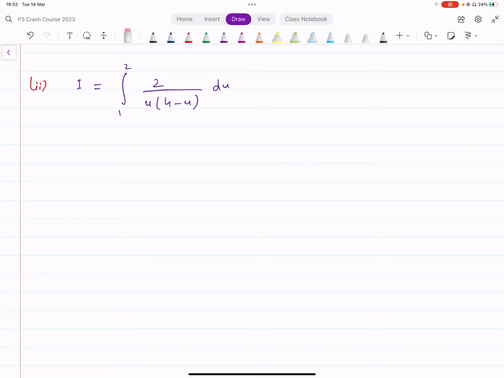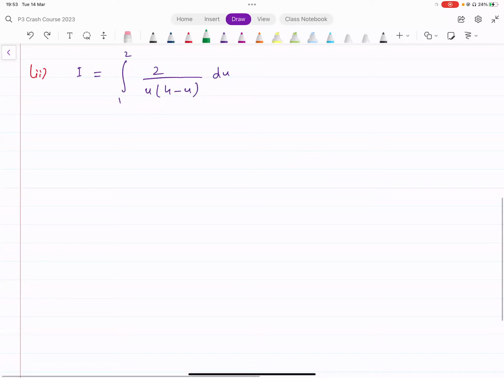What was the next option? Partial fractions? Well, yes. We have factors in the denominator. One is u and the other is 4 minus u. We would have to find partial fractions for this to be able to integrate this function. So let's do partial fractions for this now. We have 2 over u into 4 minus u. These are two linear factors in the denominator. Both are different. So the form is going to be a over u plus b over 4 minus u.